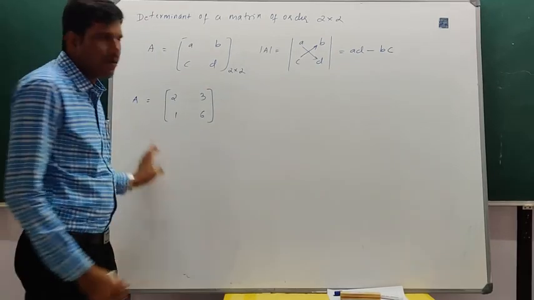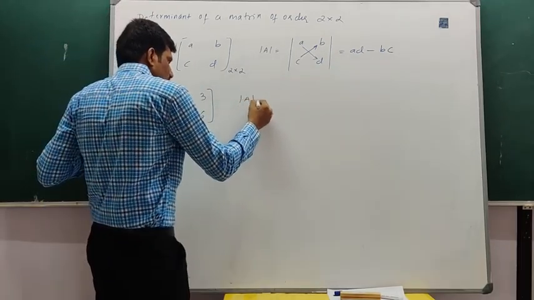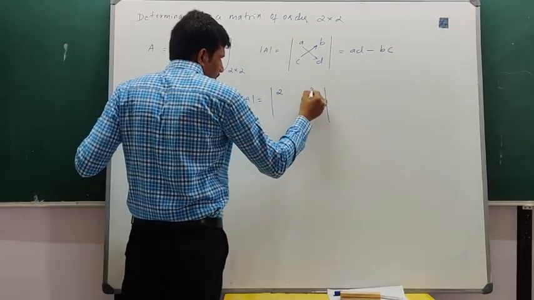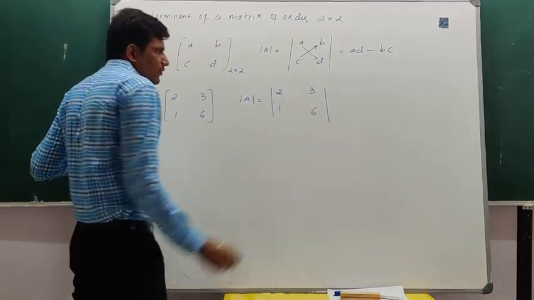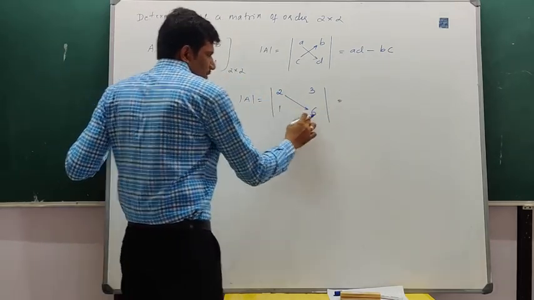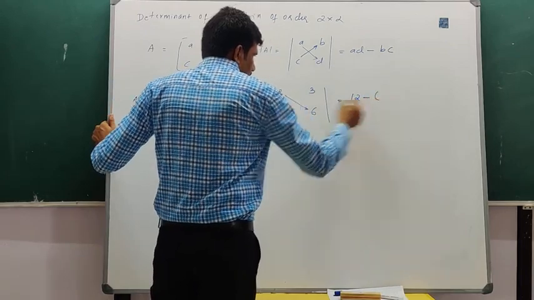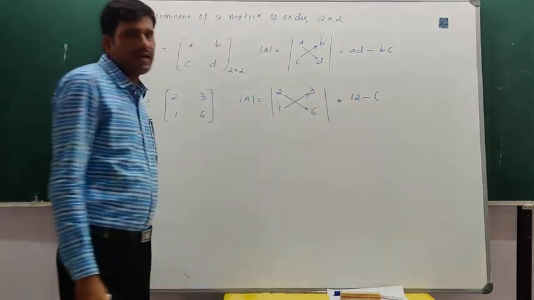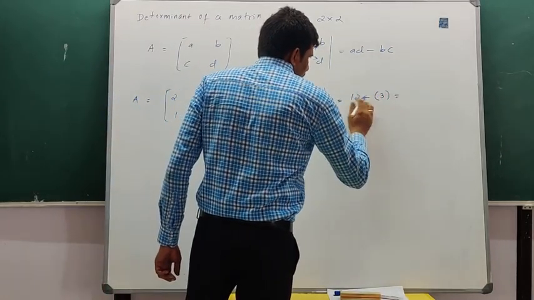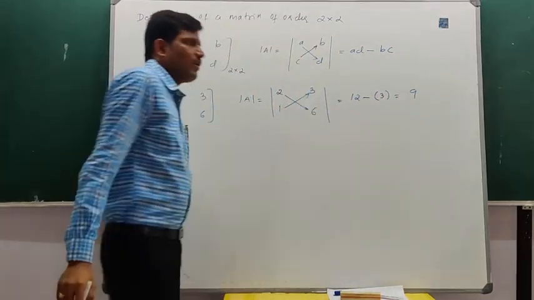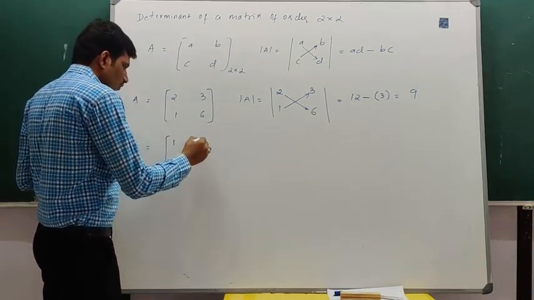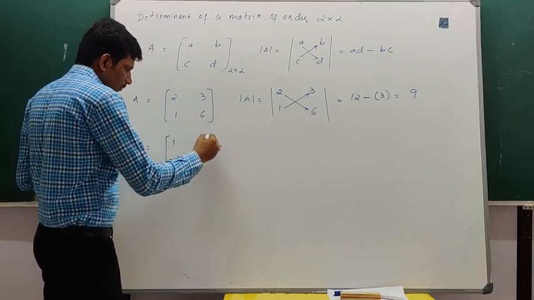So this is matrix A. How to find the determinant? The determinant of A is equal to the determinant of 2, 3, 1, 6. First we multiply the elements in the principal diagonal, so 2 into 6 is 12, minus, next we multiply the elements in the secondary diagonal, 1 into 3 is 3. So 12 minus 3 is 9.